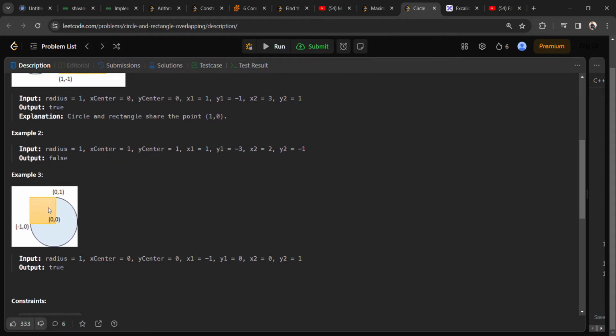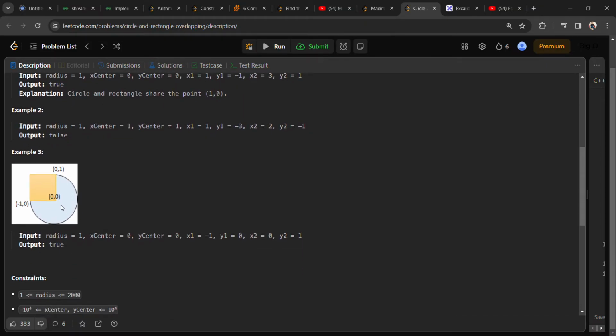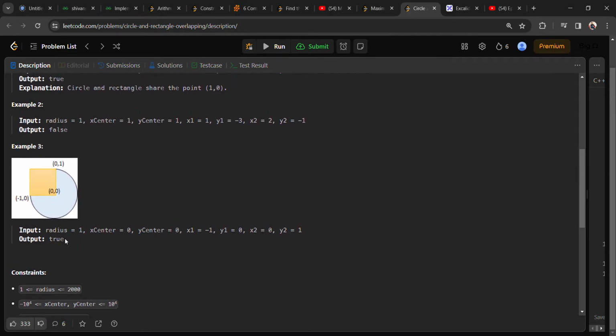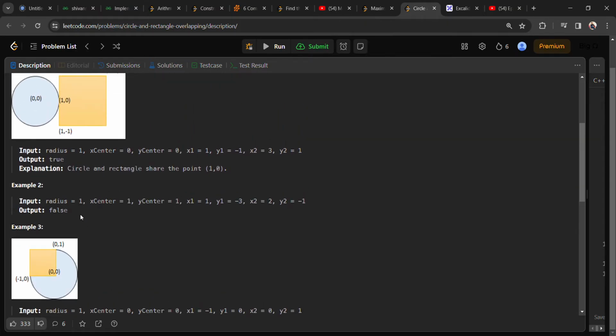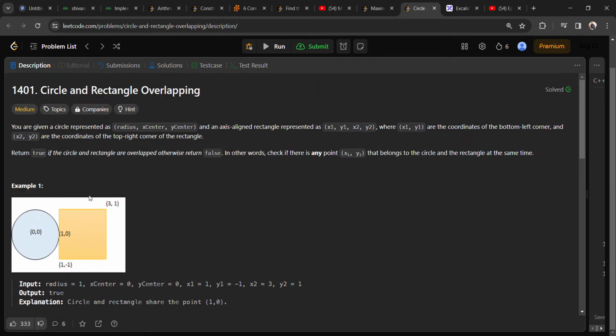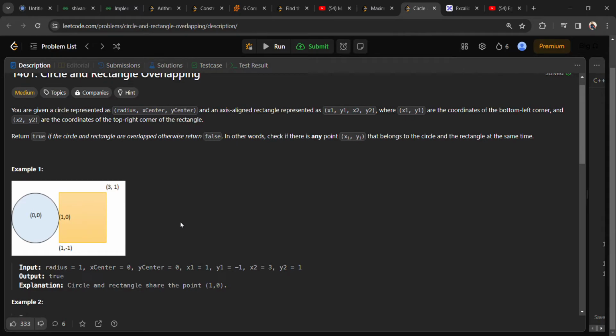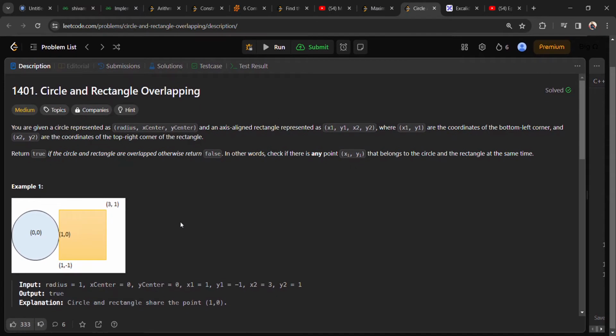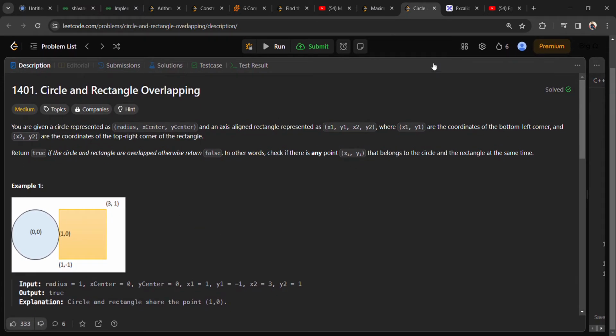Similarly, in example 3, we will consider this point, and this point. These 3 points belong to both the circle and the rectangle at the same time, so we just need to return true in this case. Also, in this case it will return false. If we try to draw this particular example, we will come to know how we have to return false here. So how would we approach this particular problem, let us see.